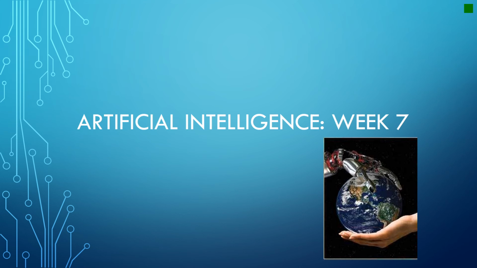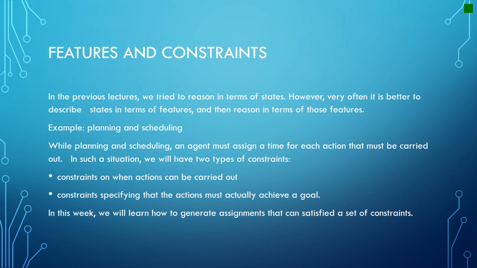From his elegant poem, we can see that humans, in order to resolve the tasks, need to use their minds to discover the constraints that govern the task first. In previous lectures, we tried to reason in terms of states. However, very often it is better to describe states in terms of features, and then reason in terms of features as well. Example, with planning and scheduling.